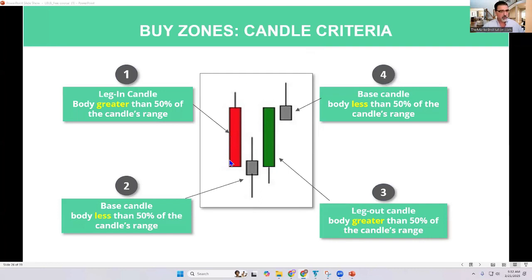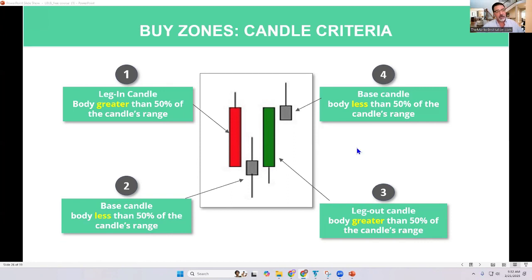Leg in for a buy zone must be red, always. Must be a leg candle. Base candles, body less than 50% of the range. Leg in, base, then the leg out. The leg out in a buy zone must always be green. And then what concludes the sequence is the last, or the first, base candle after the leg out.